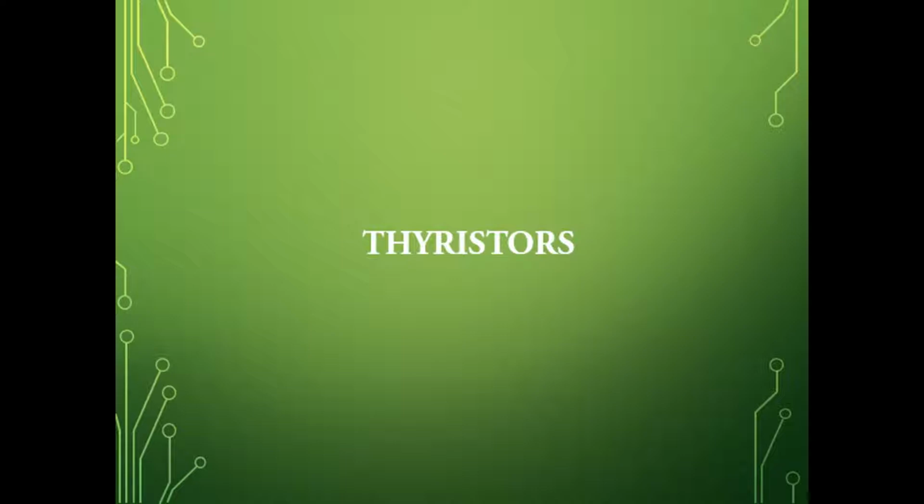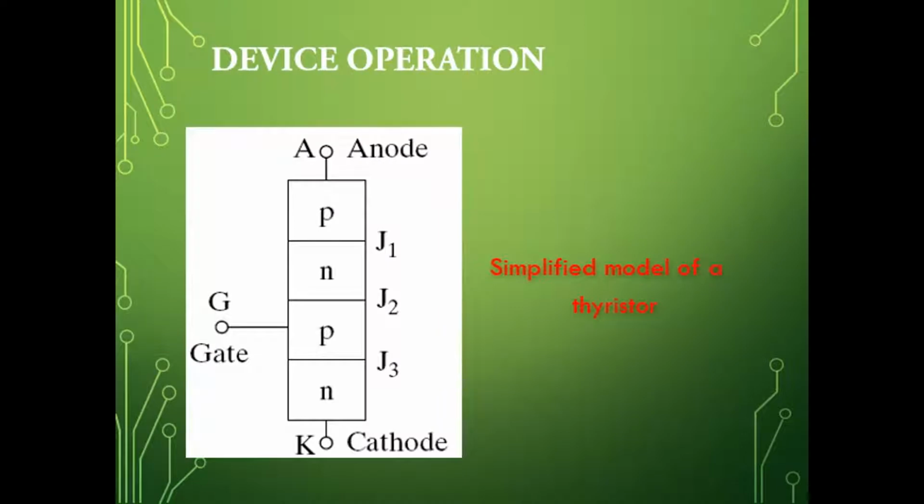Welcome you all. Today let us see how the thyristor works as a latching switch. So to see how the thyristor works as a latching switch, first we will see the structure of the thyristor, which we have already seen in our previous video. You can observe here you have three terminals: anode, cathode and gate. You have four layers PN, PN and three junctions J1, J2 and J3.